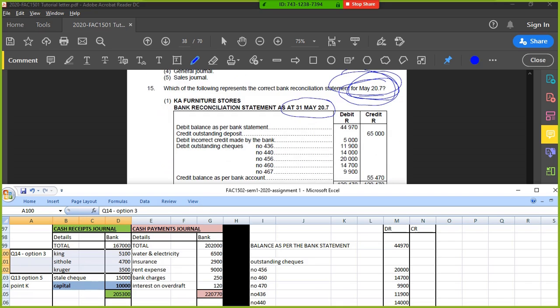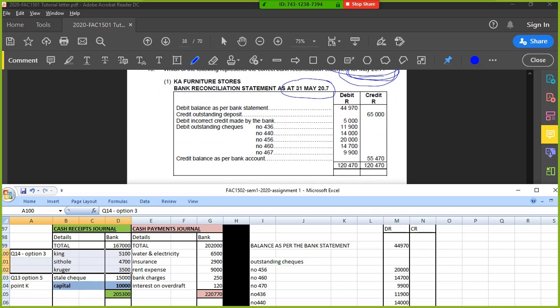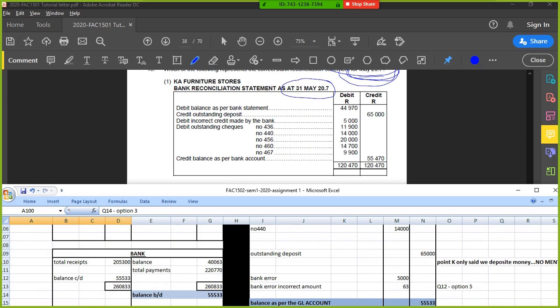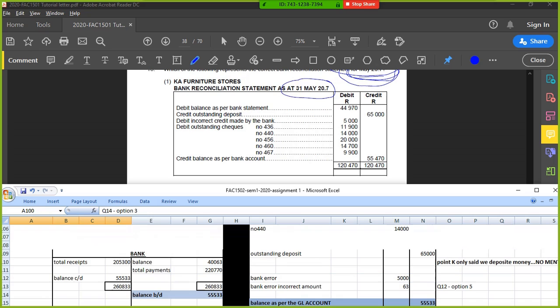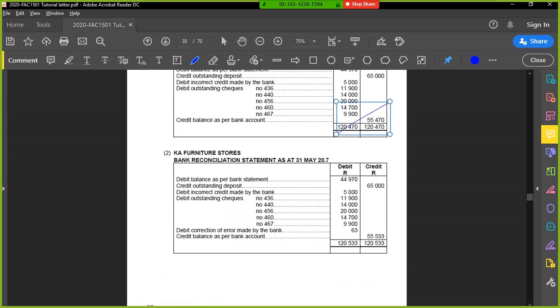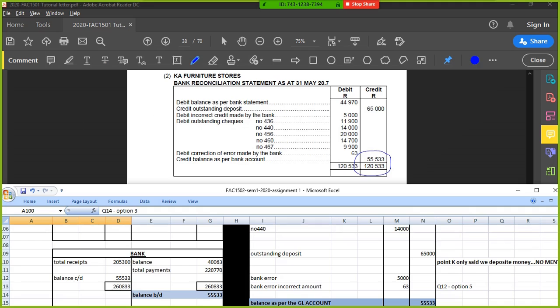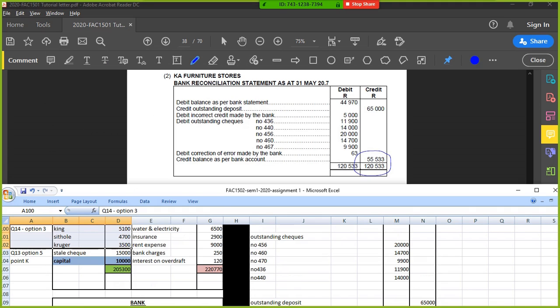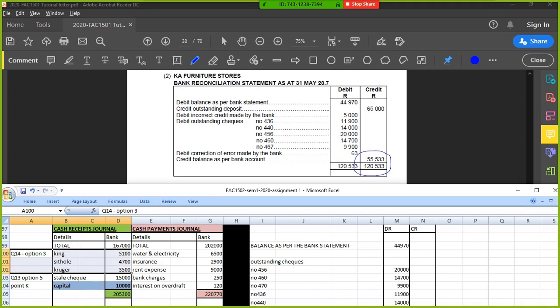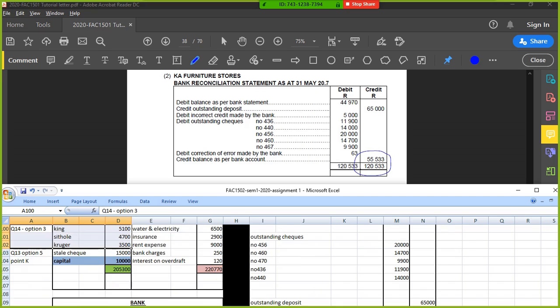Which of the following represents the correct bank reconciliation statement? Okay, so which one looks like ours? What is our balance? 55533. That one's wrong. Yeah, this one's right. 55533. I see the right balance. Okay, does it look the same? Let's go check. First line, 44970. Yes. Second line, okay, I've got the 20,000. Okay, where's the 5? There's the 5.